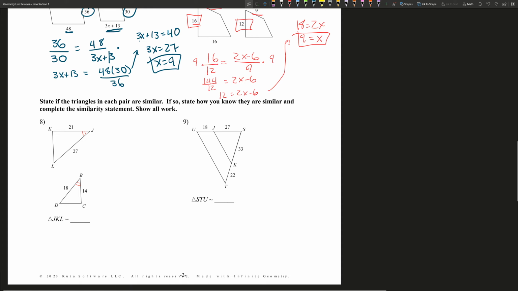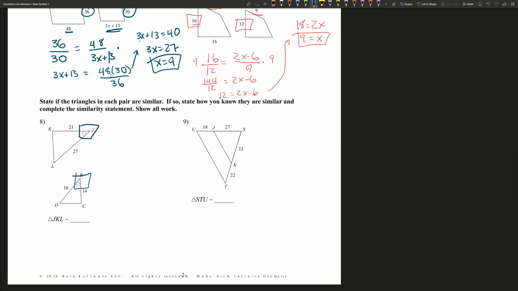All right. 8 and 9, state if the triangles in each pair are similar. If so, state how you know they are similar and complete the similarity statement. Show all work. Okay, number 8, we're given one angle. So that's going to be like kind of our anchor point.